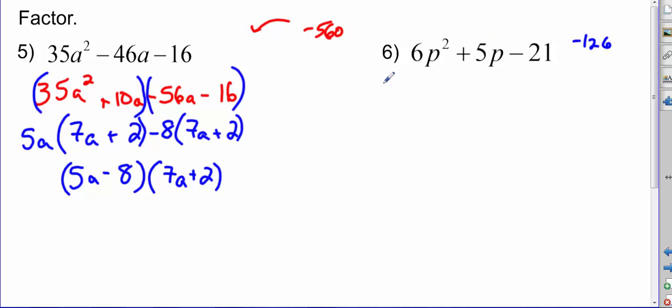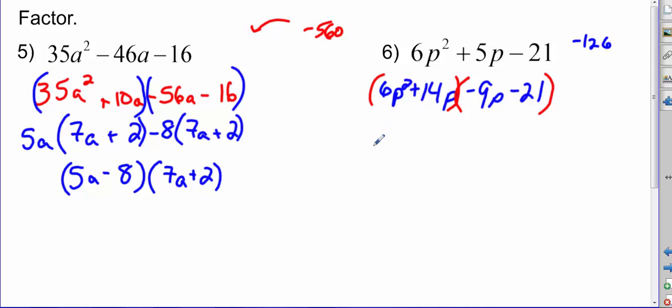So I can see a pair that'll work in 14 and 9. We need the 14 to be positive because we've got a positive number happening. So 6p squared plus 14p minus 9p minus 21 is how we'll set this one up. Let's change colors so we can see where we're going to head in the direction with our factoring by grouping here. And we'll get rolling there.